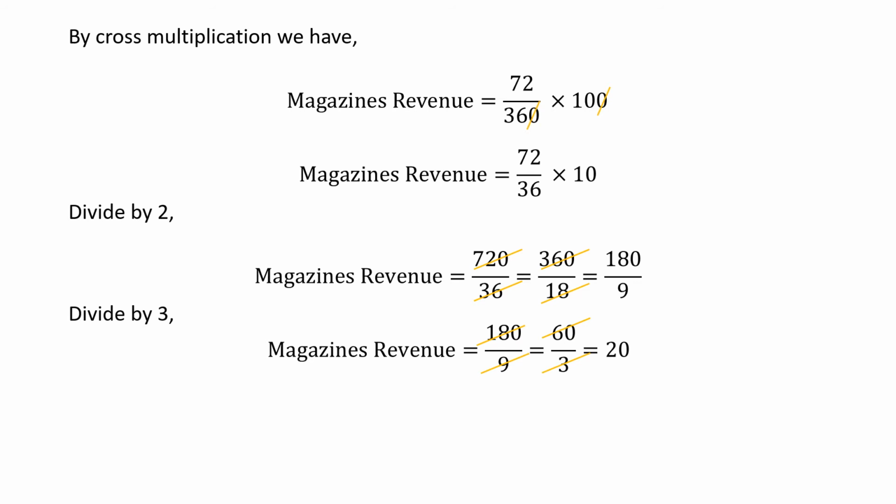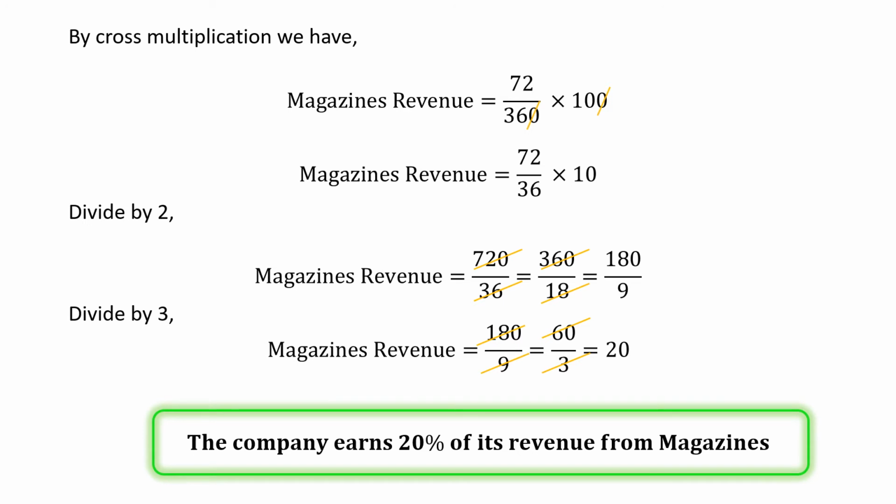Here we have the given angle of magazines revenue, that is 72 degrees, and we have to calculate the percentage of magazines revenue, so we multiply the given angle of magazines revenue by 100, and then divide the result by 360 degrees. Therefore, the company earns 20% of its revenue from magazines.